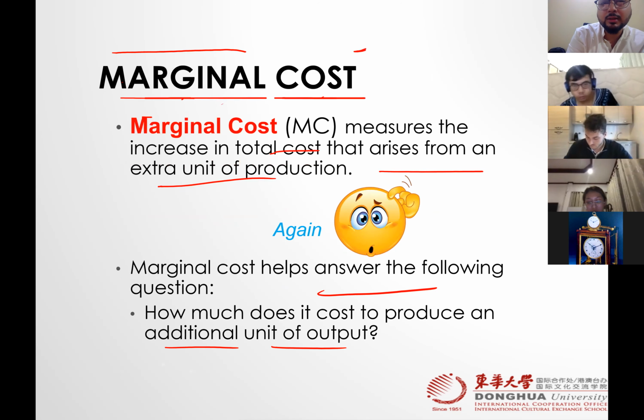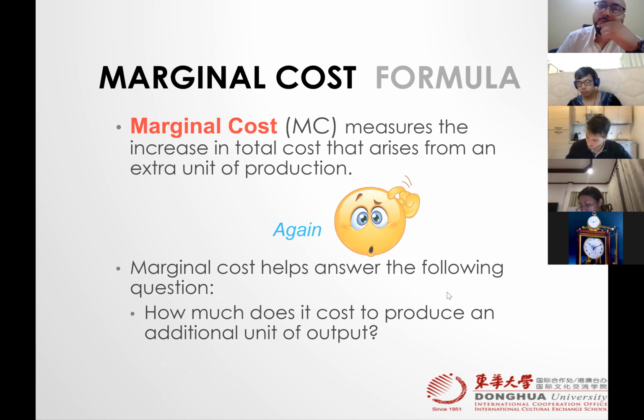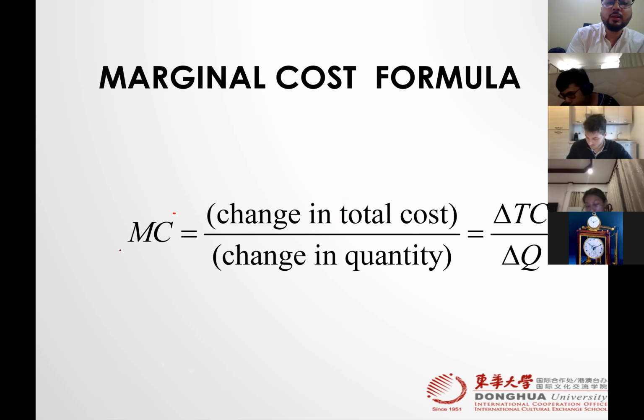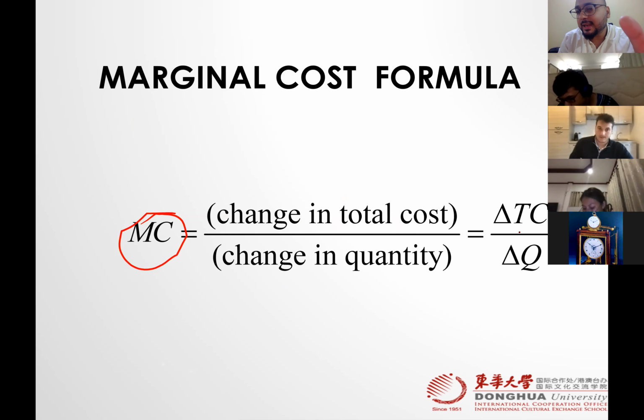That is what the name implies. Marginal means additional, cost means cost. Additional cost of producing 1 unit. Simple. And the formula is change in total cost divided by change in quantity. The marginal product formula is change in output divided by change in quantity. So the marginal cost formula would be change in total cost divided by change in quantity.